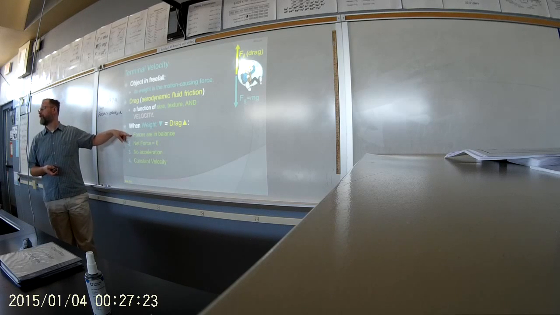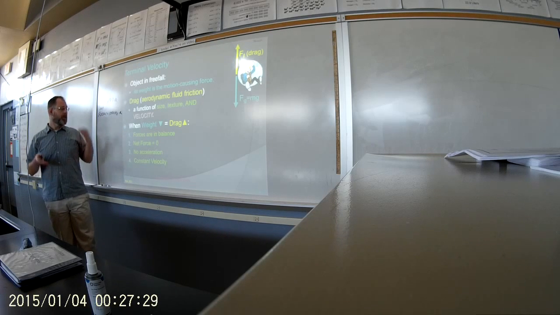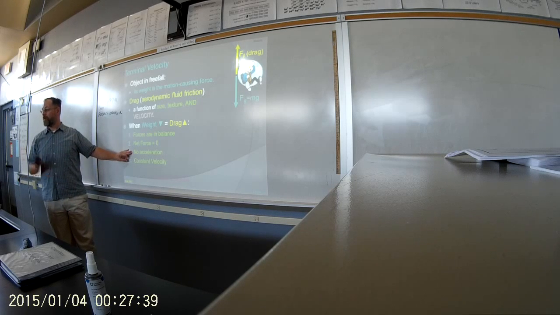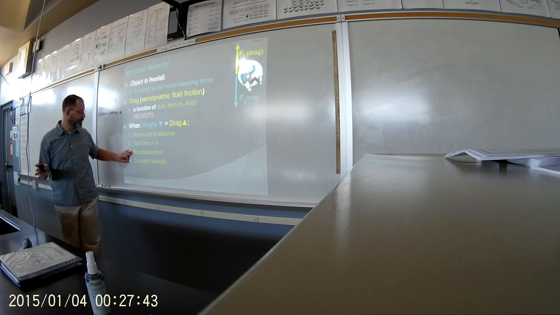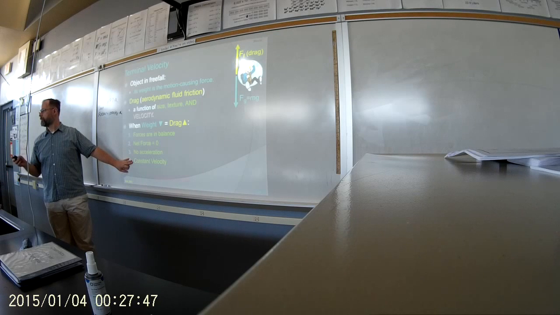What do we call this? This has a name. Equilibrium. Excellent. When your forces are in balance, we call it equilibrium. Equilibrium means net force of zero. Net force of zero demands an acceleration of zero. Not can be, must be. If net force is zero, acceleration must be zero. And when acceleration is zero, you have a constant velocity. That's your terminal velocity.